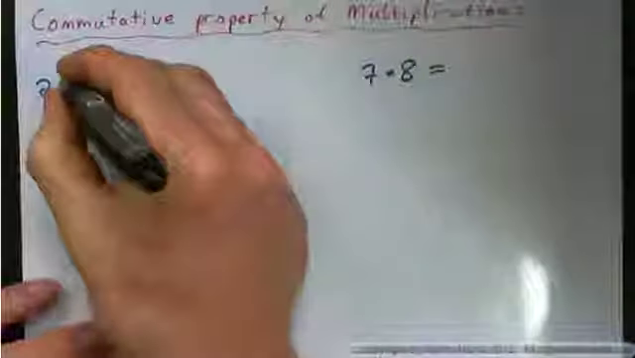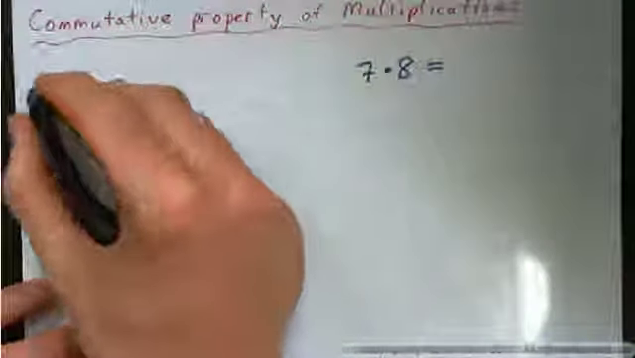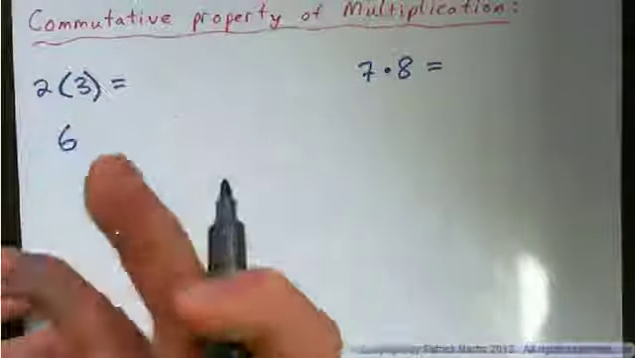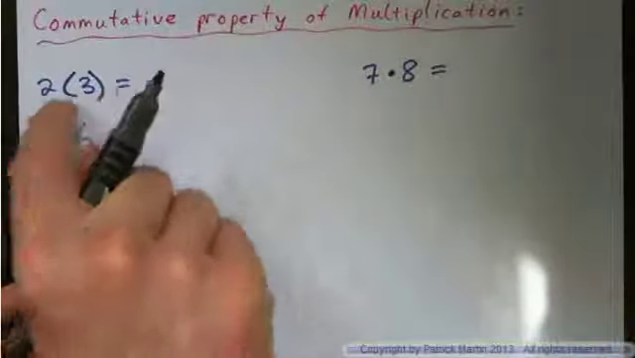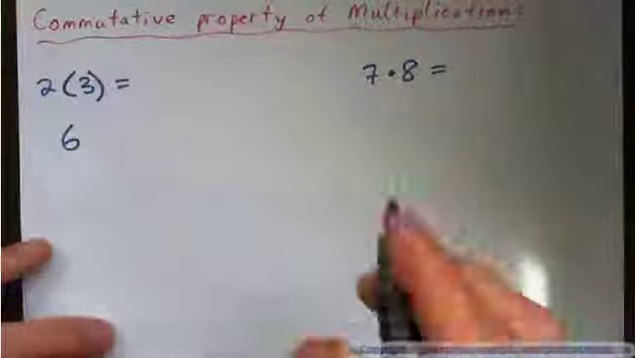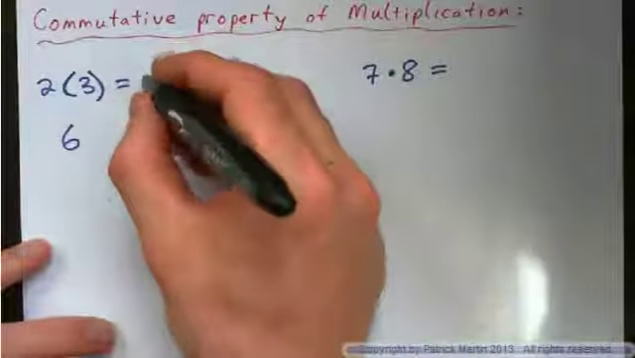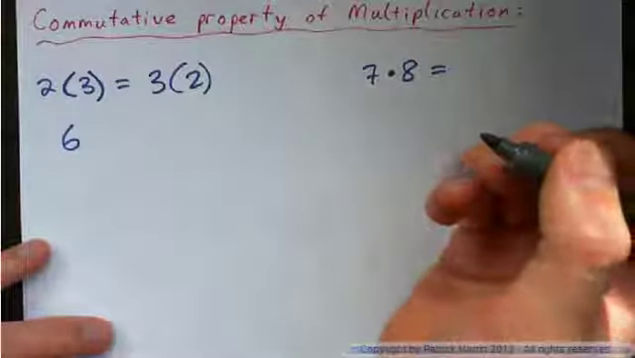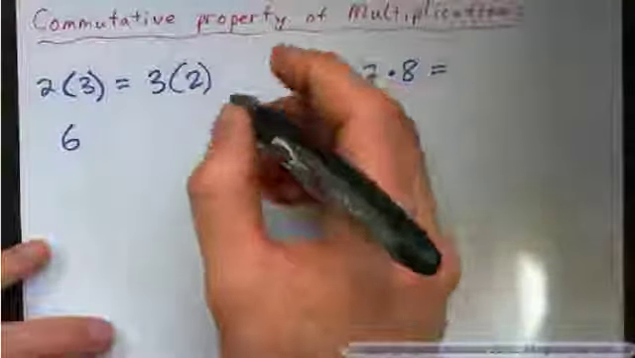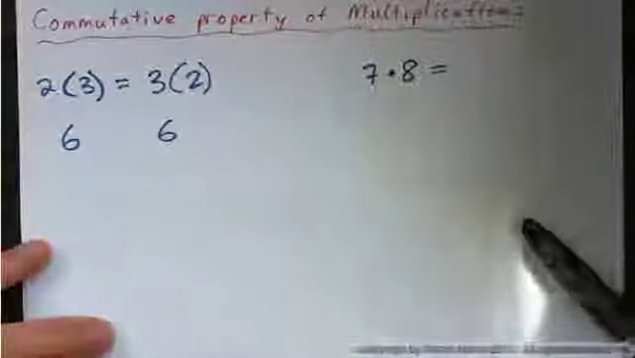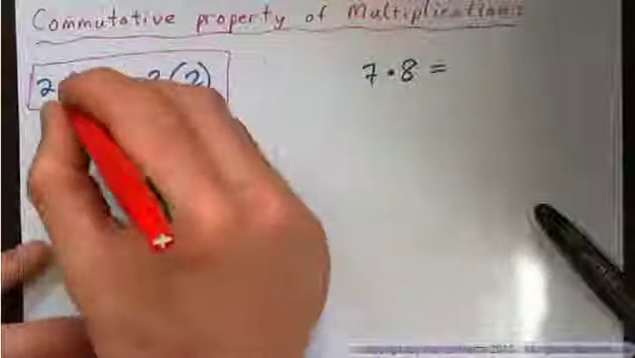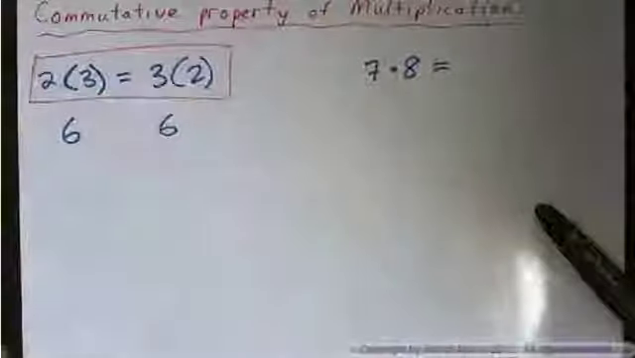Now, once again, a number and then, touching a parenthesis, another number in there, that means multiply. So it's 2 multiplied by 3. And that is the same thing as 3 multiplied by 2, right? Because what's 3 multiplied by 2? 6. So the commutative property means you can rewrite a multiplication like this. You can switch the numbers around.